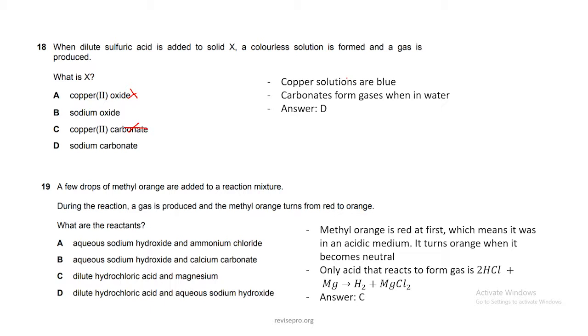Also, it says a gas is produced. Whenever a carbonate reacts with an acid, immediately there is rapid gas formation. So that tells us that D is the answer.